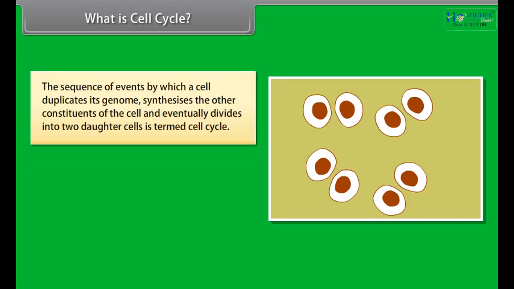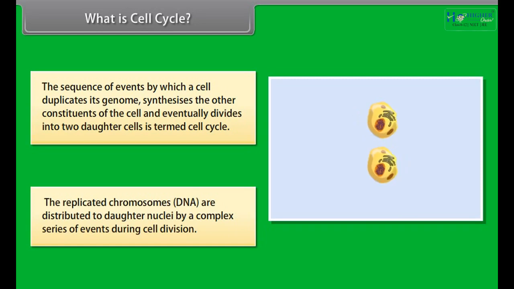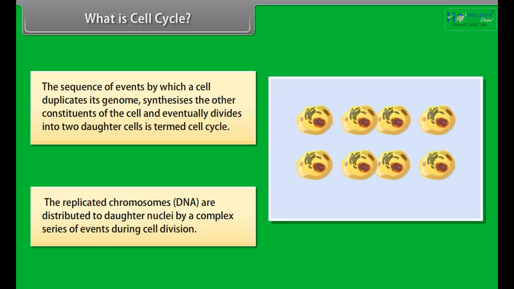The sequence of events by which a cell duplicates its genome, synthesizes the other constituents of the cell, and eventually divides into two daughter cells is termed as cell cycle. You'll be surprised to know that the replicated chromosomes, DNA, are distributed to daughter nuclei by a complex series of events during cell division. Now let us know about the phases of cell cycle.